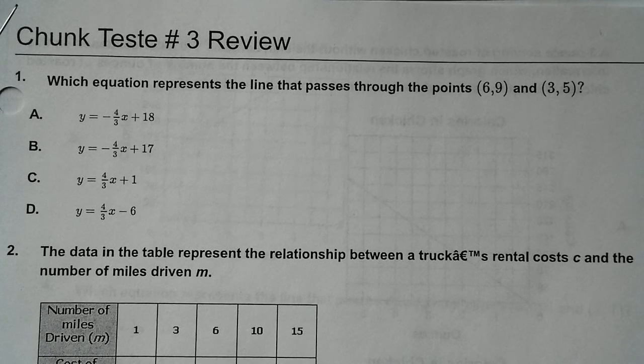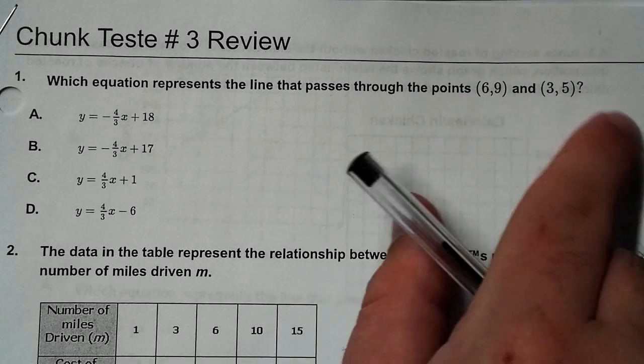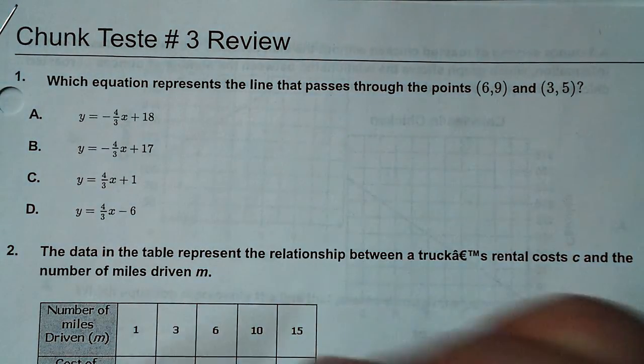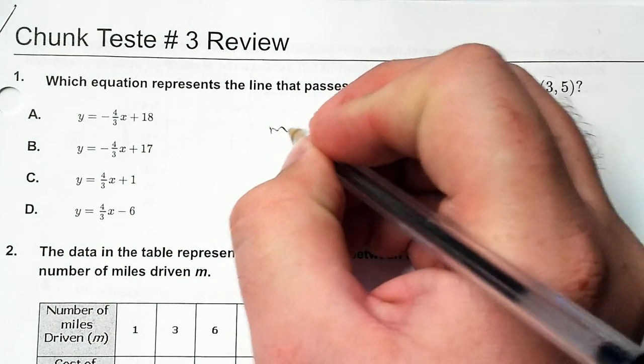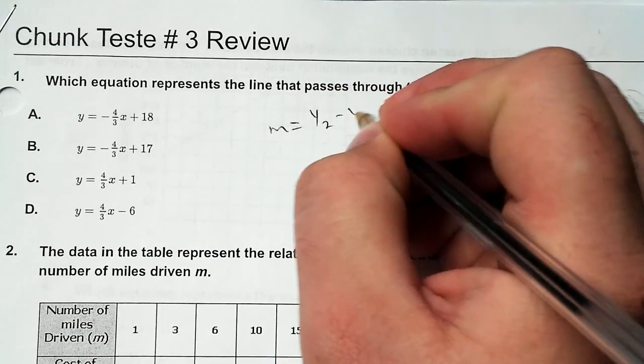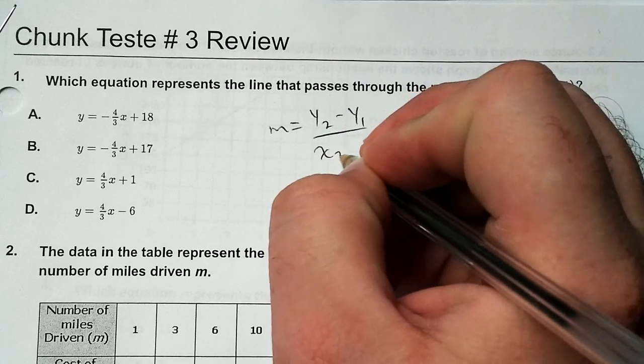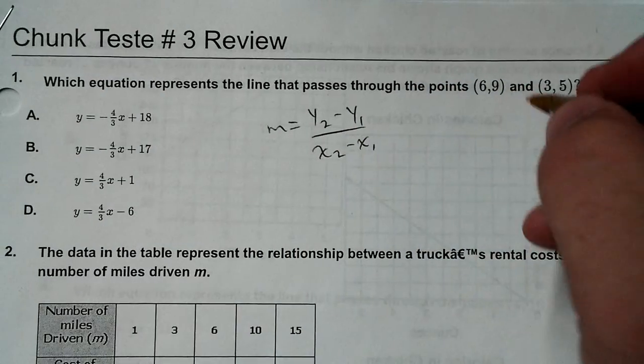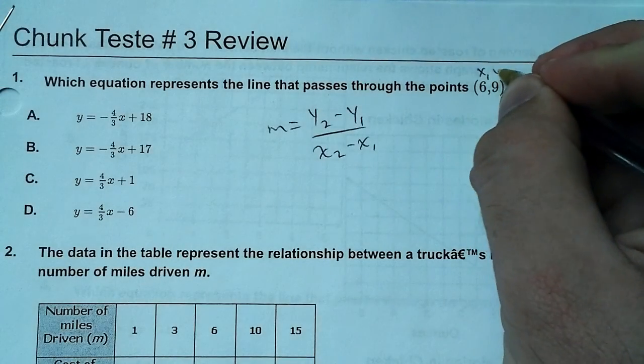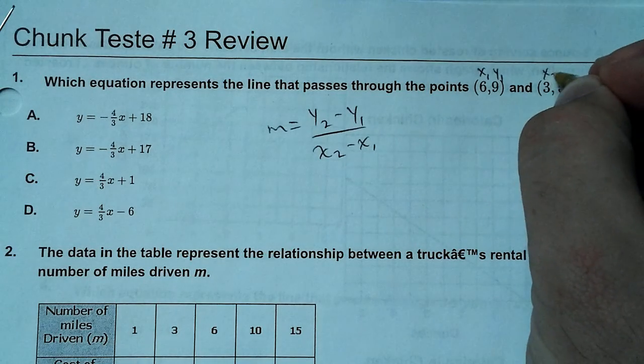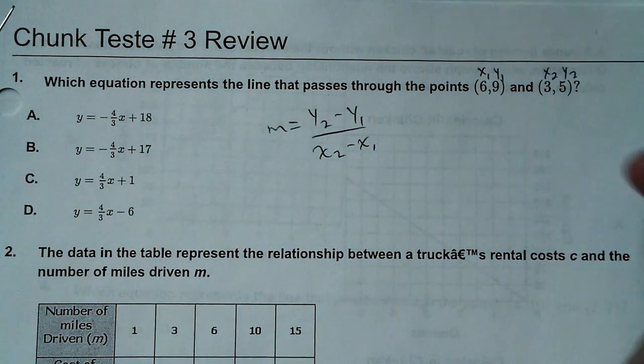So here we go. Number 1 says, which equation represents a line that passes through (6, 9) and (3, 5)? Well, the first thing we have to do when we have 2 points, before we get the equation, is find the slope: y2 minus y1 over x2 minus x1. Remember, your first point is going to be your x1, y1. Your second point will be your x2, y2.